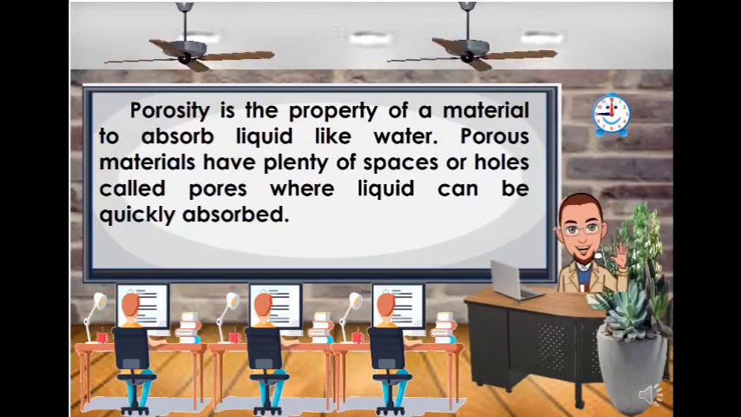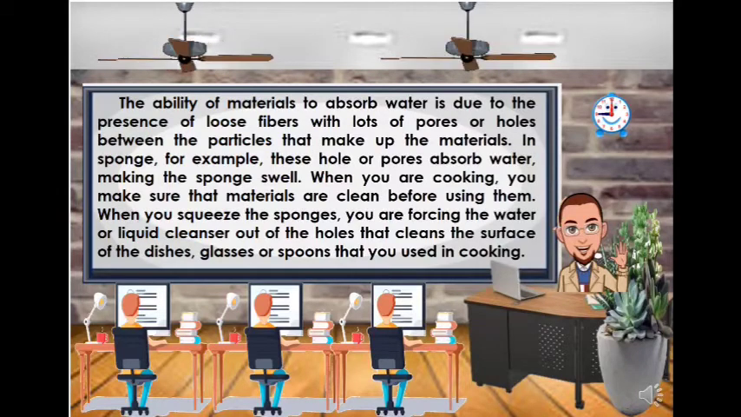Now, porosity is the property of material to absorb liquid like water. Porous materials have plenty of spaces or holes called pores where liquid can be quickly absorbed. The ability of materials to absorb water is due to the presence of loose fibers with lots of pores or holes between the particles that make up the materials. In sponge, for example, these pores absorb water, making the sponge swell.